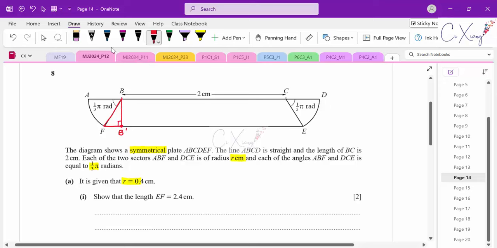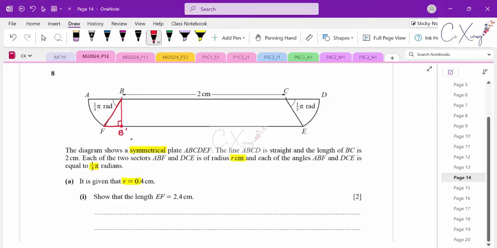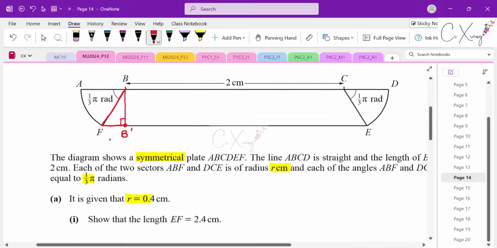Now, before I can get EF, I want to get this length first, the length FB prime. If I get the length here, this length C prime E is also the same as FB prime. So this I label as C prime. These two lengths here in the red color part are basically the same. So after I get the length for these two, only then I add them together with the 2 to get the total length of EF. So this is what I plan to do.